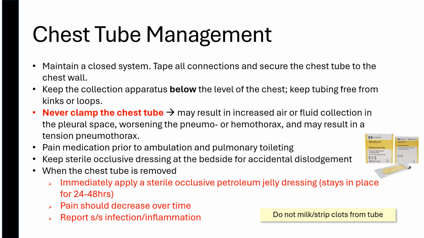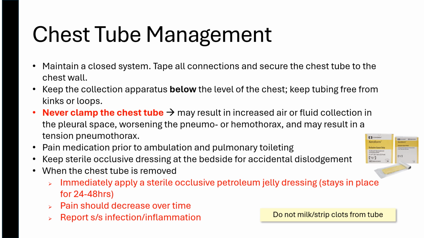So we do want to give patients pain medication before walking if they're able to ambulate, and pulmonary toileting. So pulmonary toileting is like using the incentive spirometer. It's coughing and deep breathing. Just because they have a chest tube does not mean they shouldn't be doing those things. All of those things help the patient to recover faster.